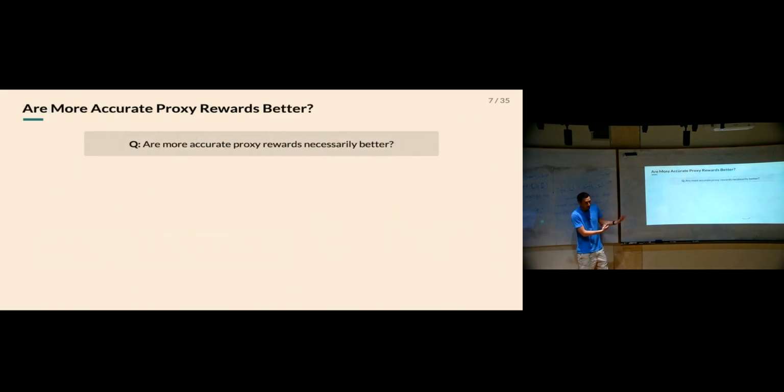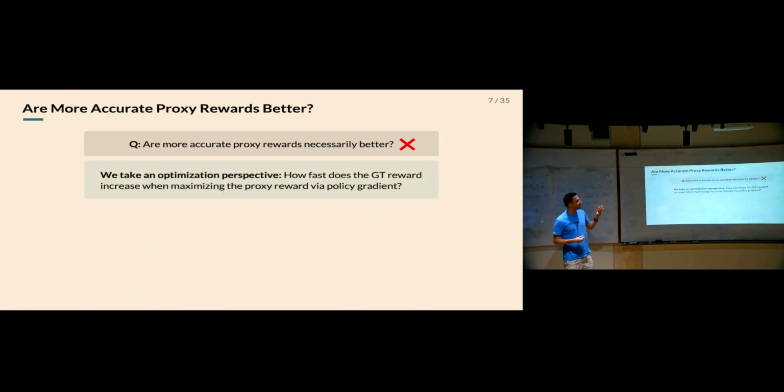Right. So what we're going to see in this talk is that actually more accurate proxy rewards are not necessarily better. And the way that we're going to see this is by taking an optimization perspective on what makes a good reward function. We're going to consider how fast the ground truth reward increases when we maximize a proxy reward function through policy gradient.